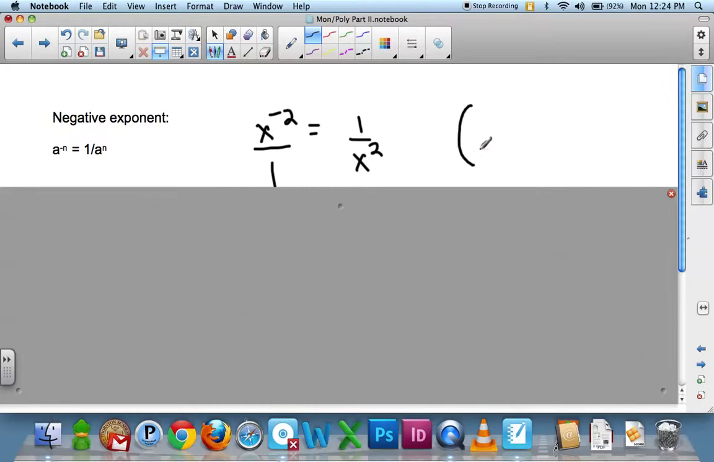If you had something like the following, and this was all raised to, let's say, the negative 1 power, this flips it. Okay, so AB goes to the top, XY goes to the bottom. So whatever is in parentheses raised to that negative exponent needs to move: if it's in the numerator, it goes to the denominator. If it's in the denominator, it goes to the numerator.